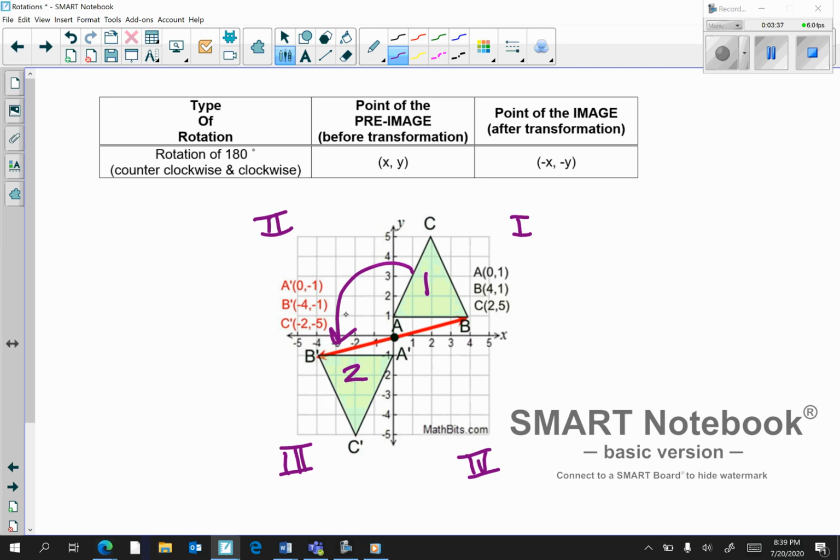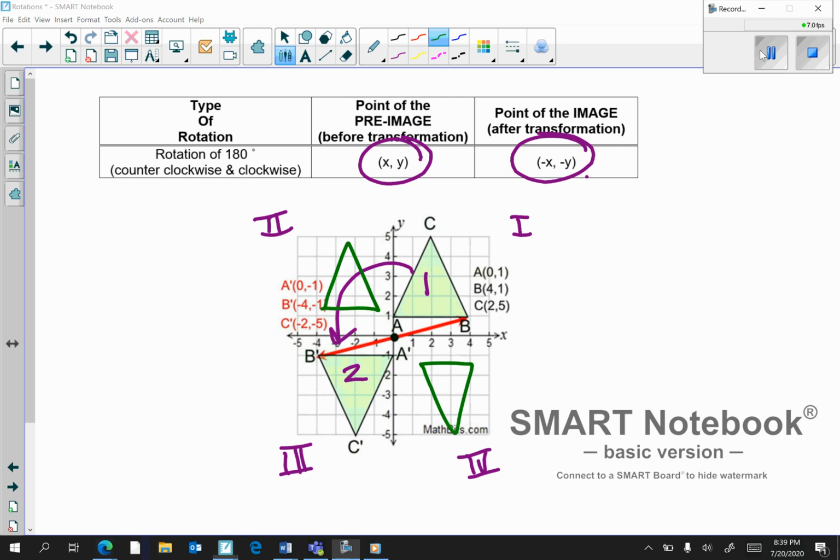If we take a look at the coordinates, x comma y, they become negative x comma negative y. If I had started in quadrant 2, for example, and if I rotated 180 degrees, I would end up in quadrant 4. Rotating 180 degrees counterclockwise and clockwise is the same.